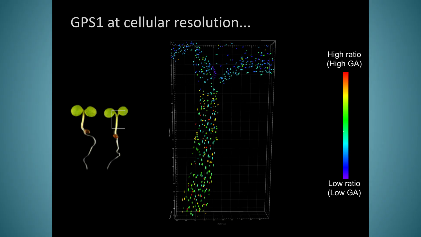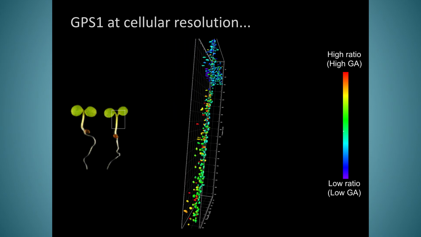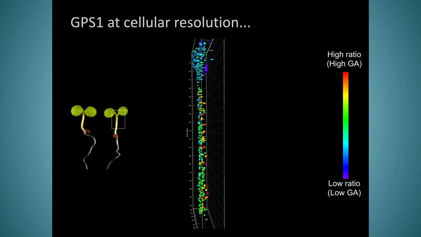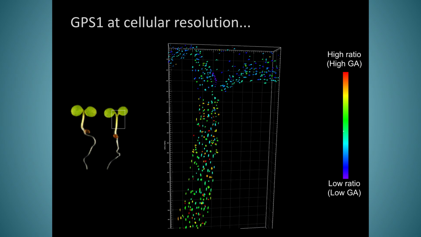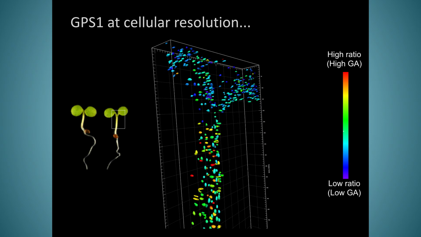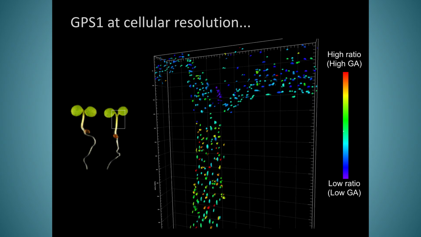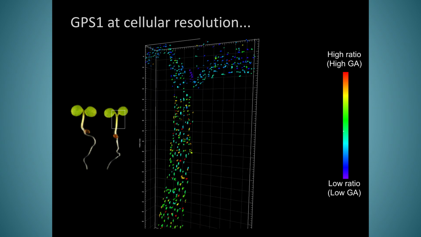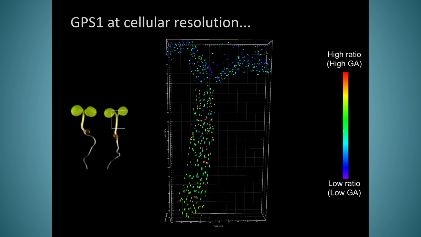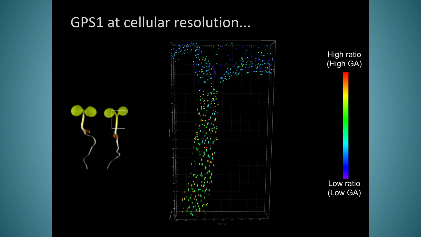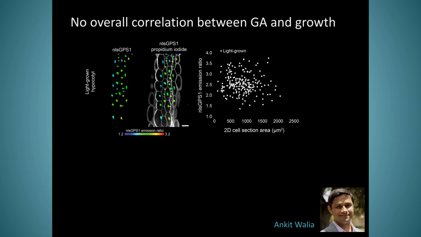Okay, so now we're back to the light-grown hypocotyl, and I can play a little movie. This is a 3D projection of a confocal experiment. And again, we see this spread of ratios, with the false coloration, we see high ratios, low ratios. The first question we had is, well, we know GA is a growth-promoting hormone. Do these ratios correlate with growth, cell size? And in fact, when we look in just the region that we analyzed before, we do not see an overall correlation between cell size and GA levels, or the ratios, rather. And this is shown here.